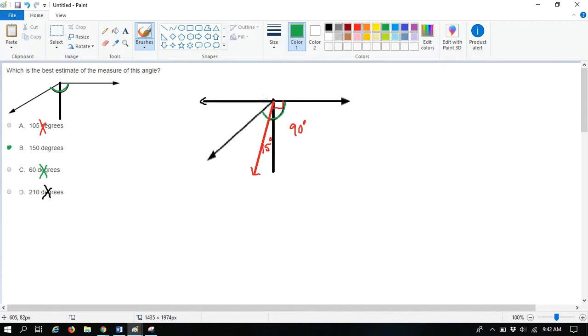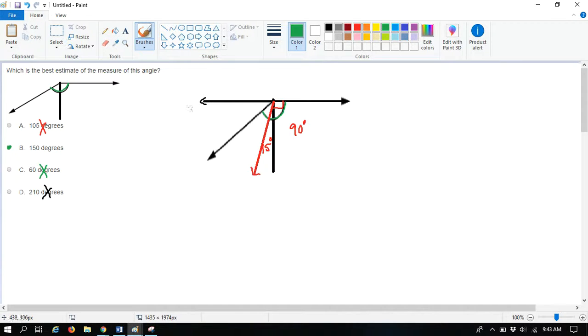And then I extended this line. I went from here all the way to here because I know a straight line is 180. And I noticed that it didn't go beyond 180. So that means it couldn't be choice D because choice D would be 210. That would go past 180. So I didn't go there.